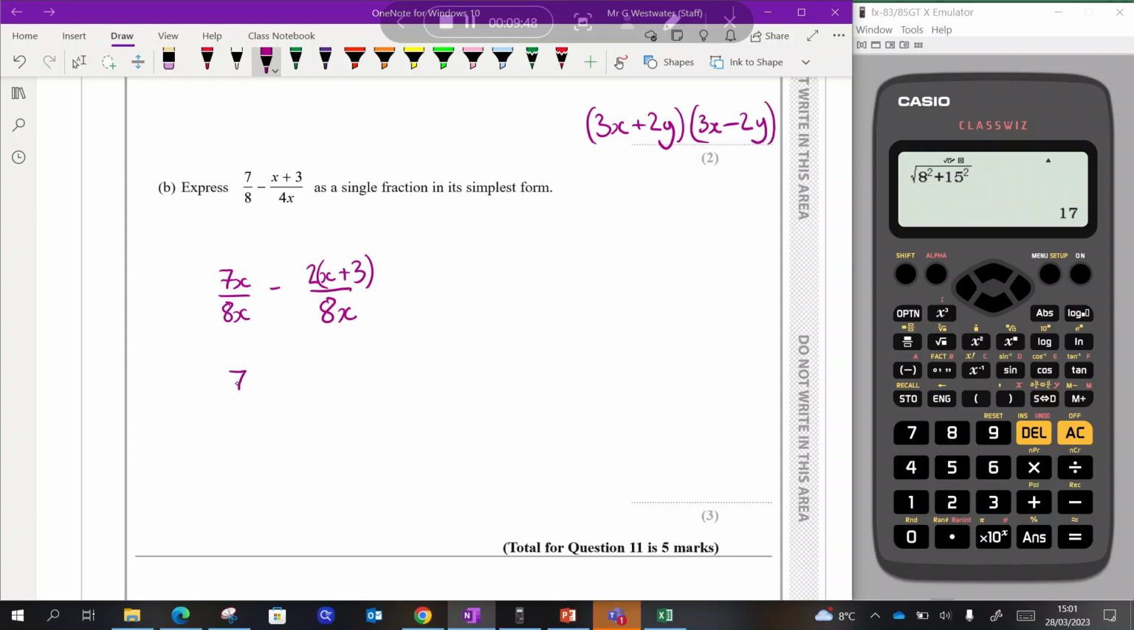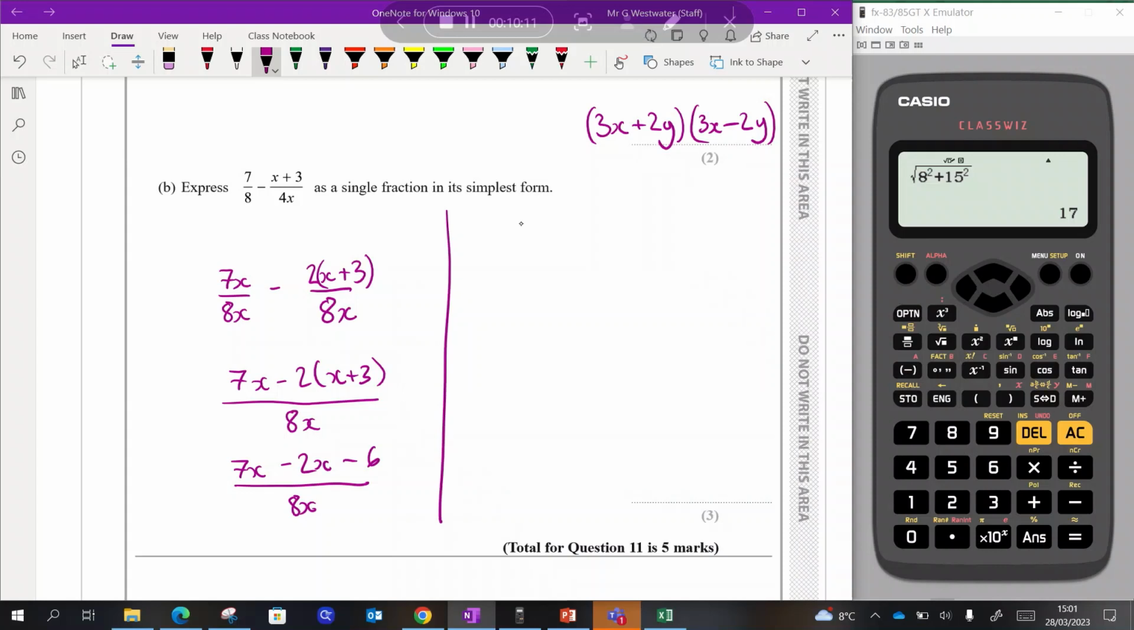Now when I combine this into one fraction, 7x minus 2 brackets x plus 3, all over 8x, it's again really important to remember this is minus 2, so everything needs to get affected by that negative. So this is going to be 7x minus 2x, and then minus 6 over 8x, leaving me with 5x minus 6 over 8x. So that will be my answer, 5x minus 6 all over 8x.